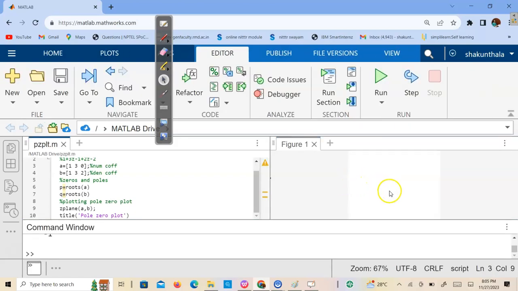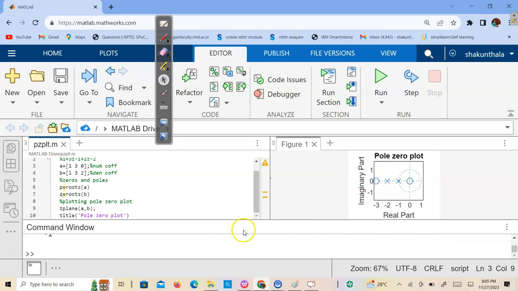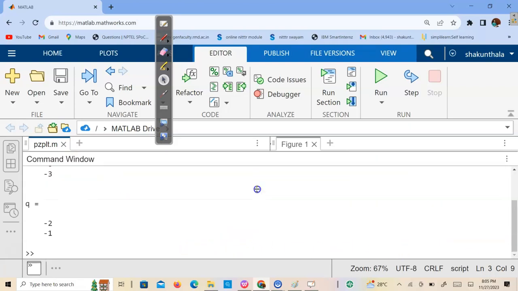The pole-zero plot is displayed, as well as in the command window, just drag it above. This is the zeros value, this is the poles value. So zero exists at z equal to 0 and z equal to minus 3. Pole exists at minus 2 and minus 1.